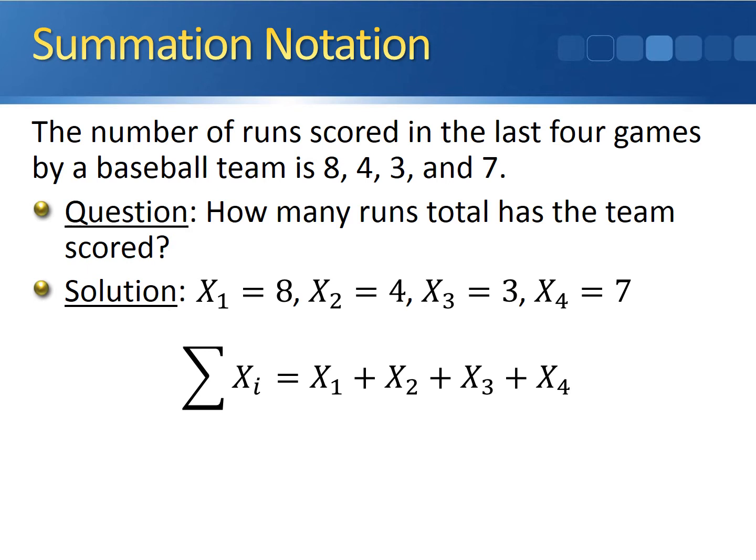Since x1 equals 8, x2 equals 4, x3 equals 3, and x4 equals 7, this gives us 8 plus 4 plus 3 plus 7 for a grand total of 22 runs scored over the past 4 games.